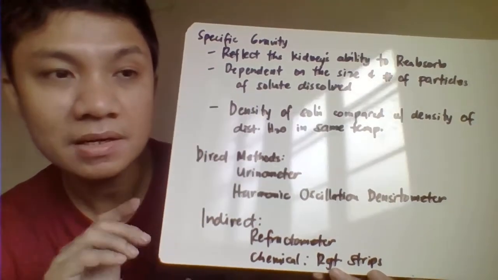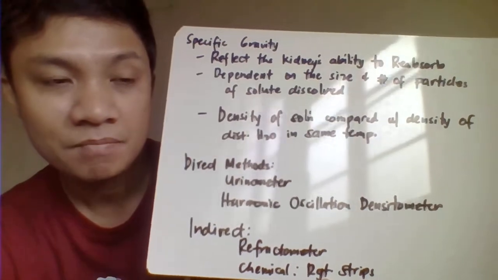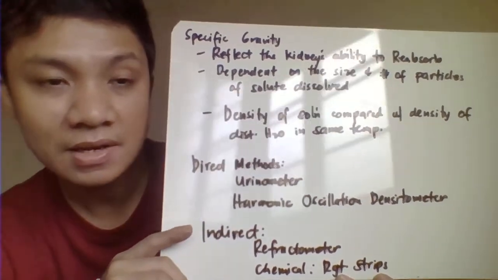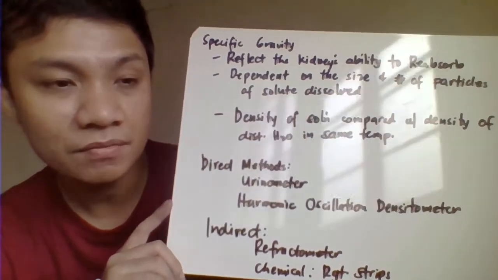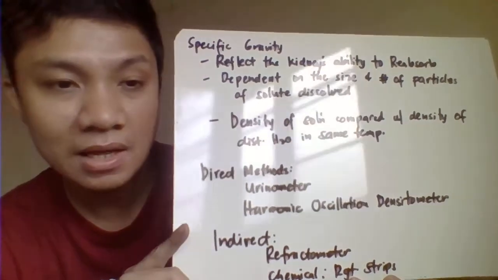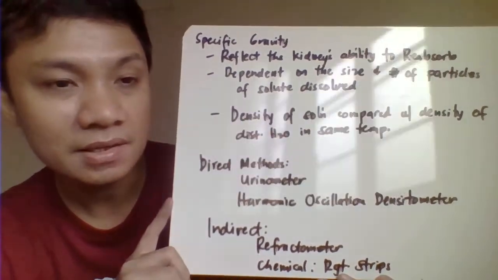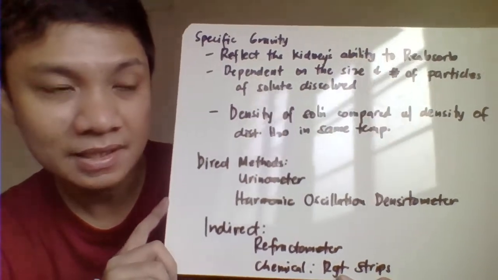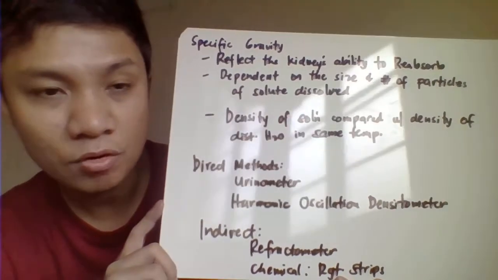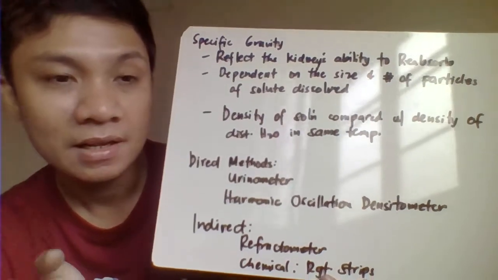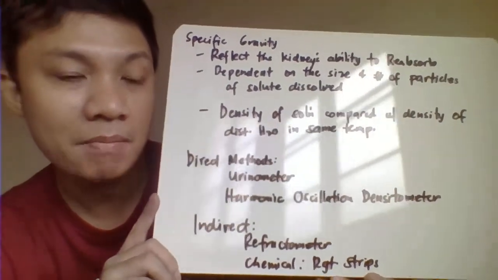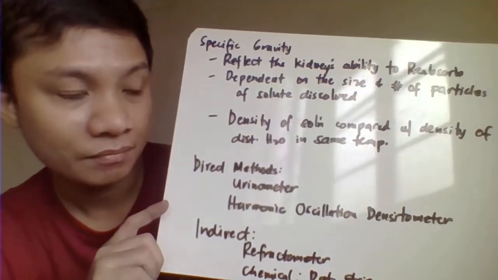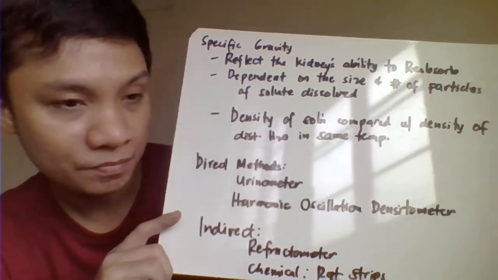I mean to say, the bigger the size, the more the number of the particles suspended in it, the higher the specific gravity reading. So again, we measure specific gravity most likely in terms of the density. So density here is the density of your solution that's being measured, like your urine, being compared with the density of distilled water at the same temperature as your standard or calibrated medium.